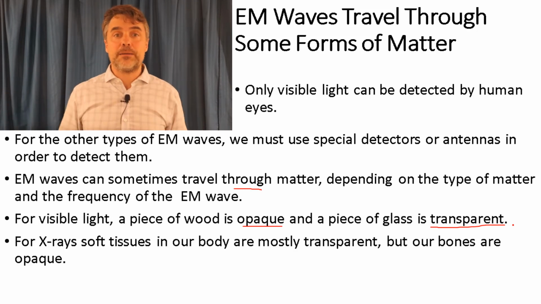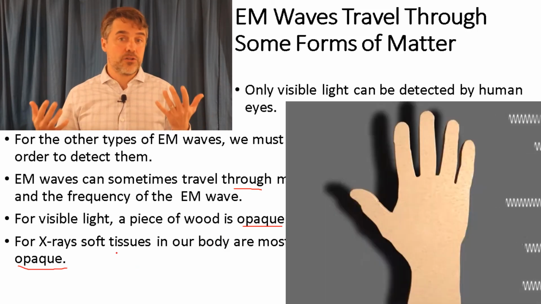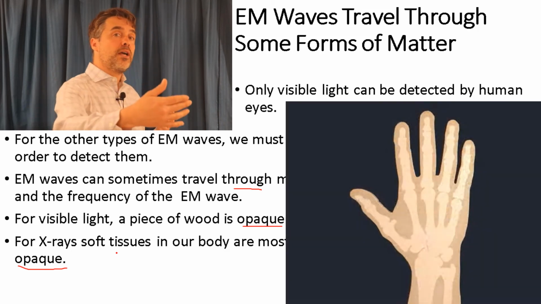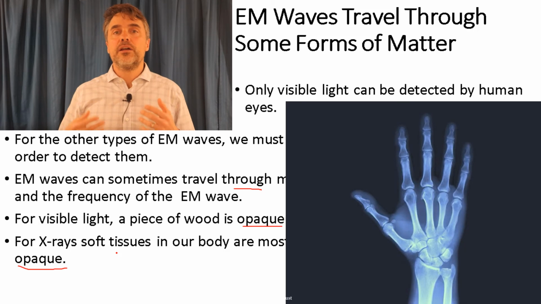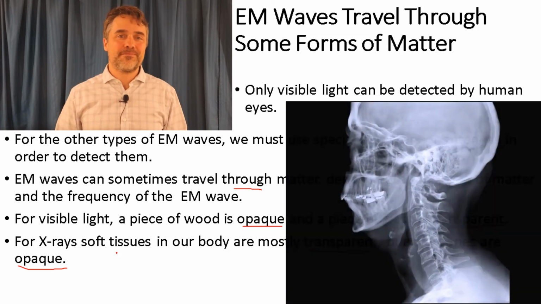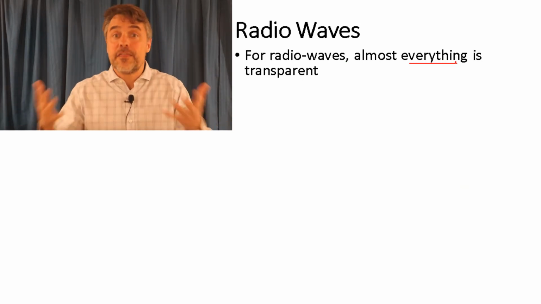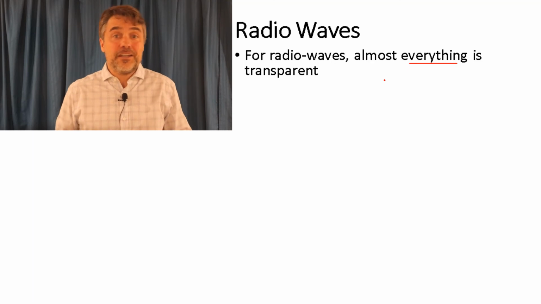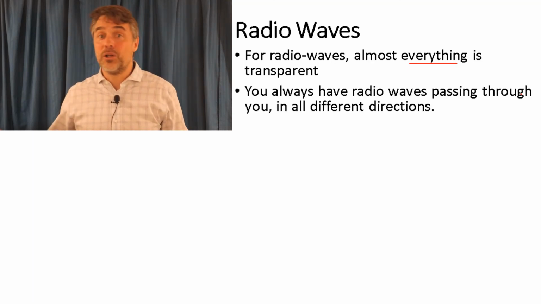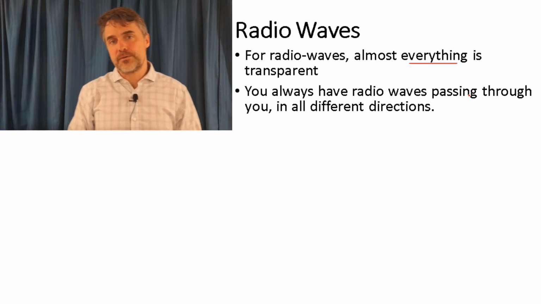For X-rays, for example, soft tissues in our body are mostly transparent, but our bones are opaque. So, if you have a source of X-rays on one side of your body and an X-ray detector on the other side, you can take a picture of your bones. For radio waves, almost everything is transparent, even a thick brick wall, and even you. In fact, if you live here on Earth in the modern day, you will always have radio waves passing through you in all different directions.